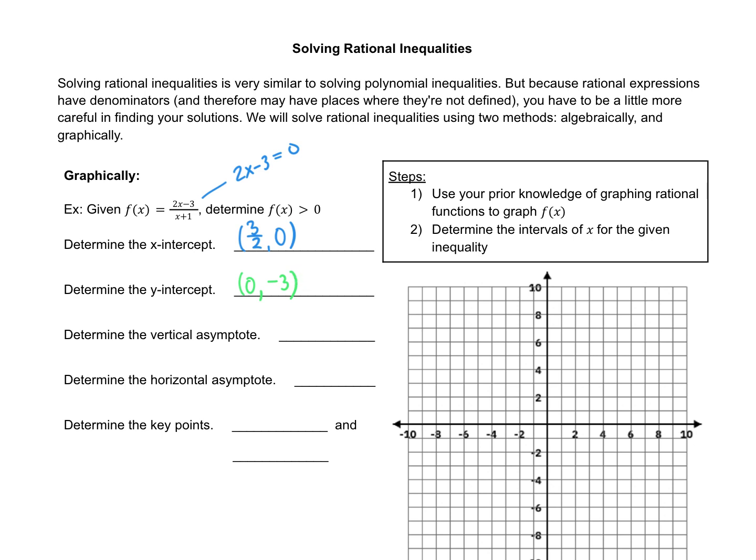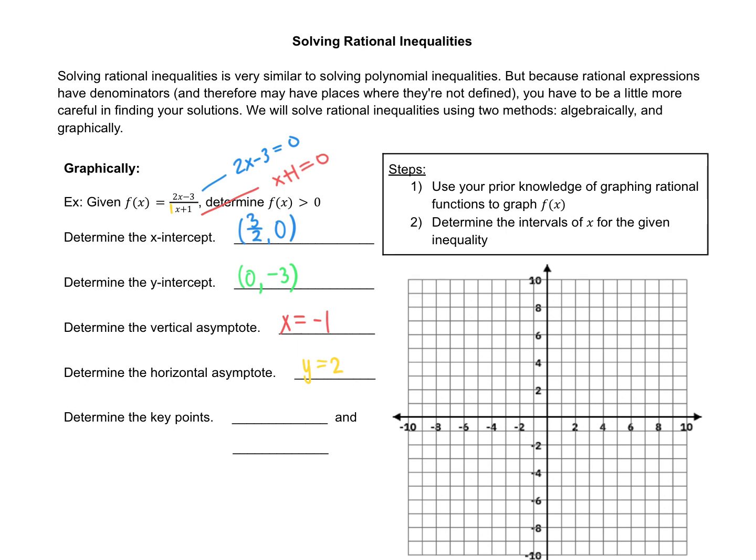The vertical asymptote comes from the denominator. What would make the denominator equal to 0? That would be x = -1, or setting your denominator equal to 0 and solving for x. And finally, our horizontal asymptote would be 2. Because the degree of the numerator and denominator is the same, we could look at the leading coefficients. So that is 2 over 1.